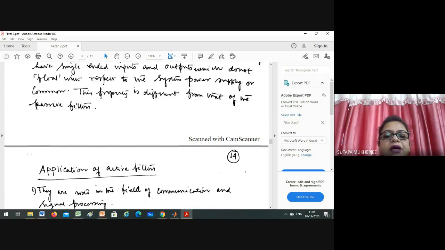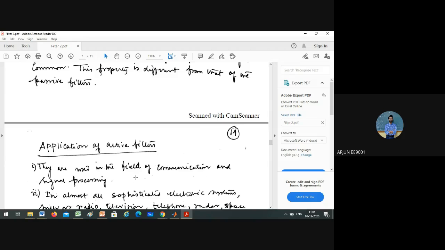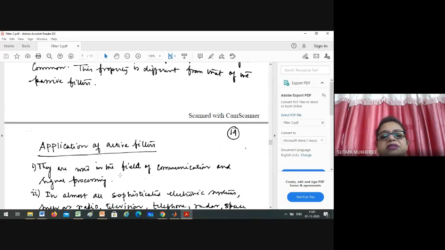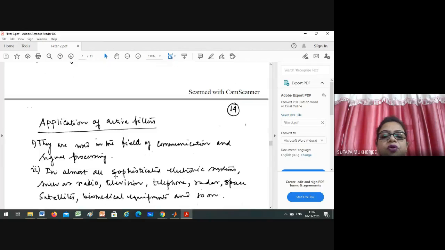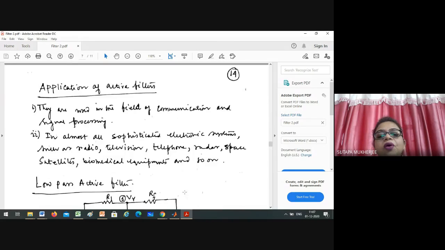Okay, so application of active filter. Somebody is telling me radio. So they are used in the field of communication and signal processing. This is the basic idea what you want to say. In almost all sophisticated electronic systems, someone said radio, such as radio, television, telephone, radar, space satellites, biomedical equipment, and so on. In all these sophisticated electronic systems, op-amps are used. I mean, active filters are used.